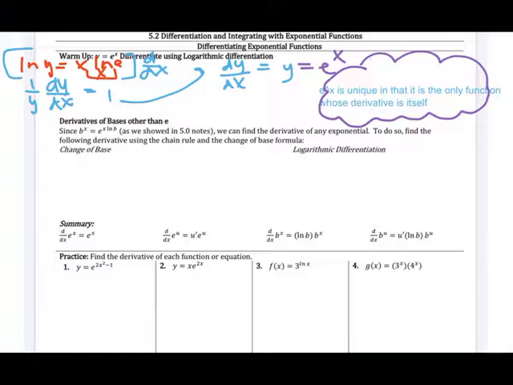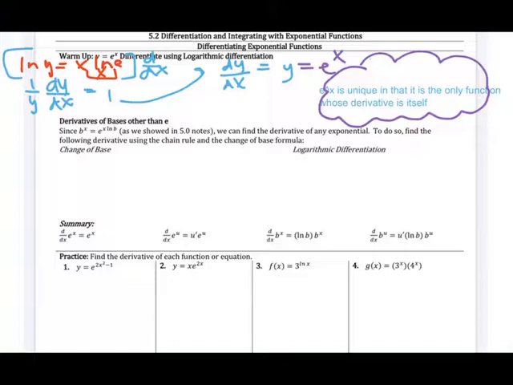Now, there are other ways to prove that the derivative of e to the x is e to the x, but based on what we just did last class, this felt like the most appropriate and smooth way to transition into talking about e and other exponential functions. So let's talk about derivatives of exponential functions with bases that are not just e.